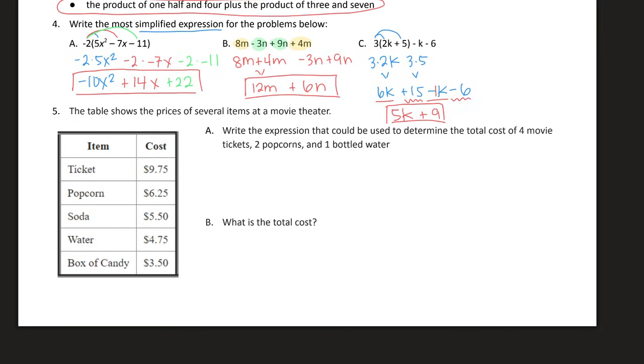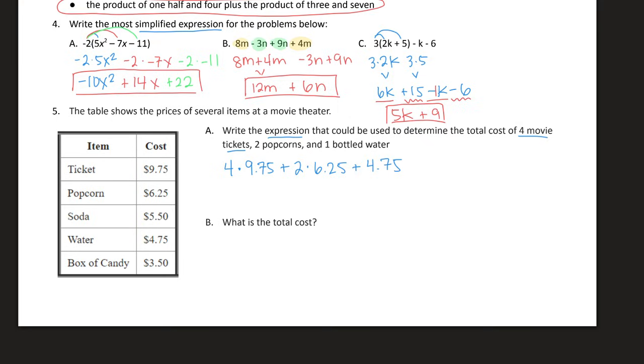All right, so now let's take a look at question number 5. It gives us a table of prices for items at a movie theater. And the question is asking us to write an expression that could be used to determine the total cost of 4 movie tickets. So 4 movie tickets would be 4 times $9.75, plus 2 times the amount of popcorn, which is $6.25, and 1 bottled water. Bottled water costs $4.75. So there's an expression that represents the total cost.